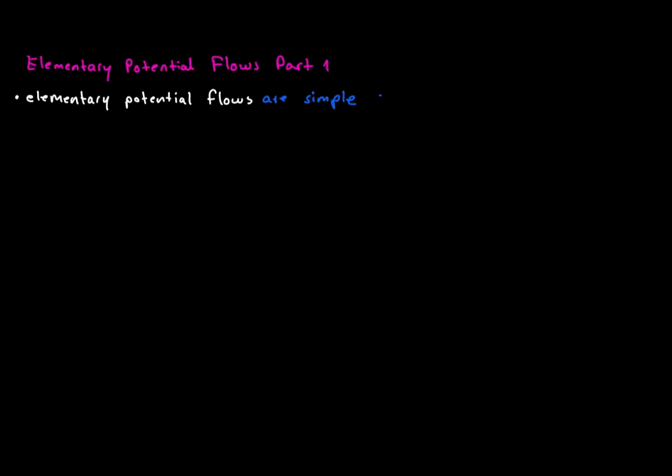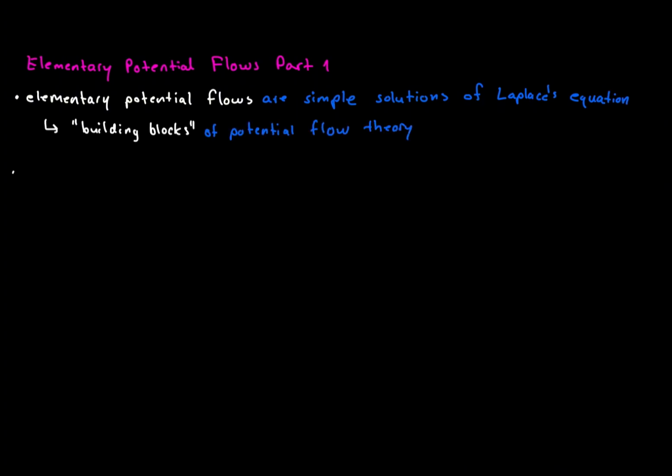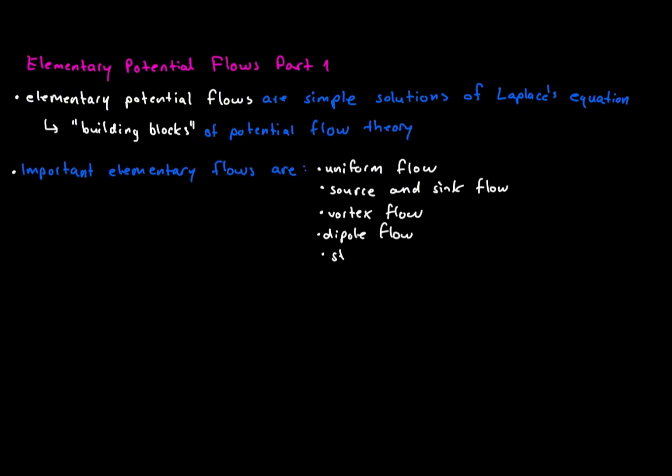We saw that if a flow is incompressible and irrotational, the velocity can be written as the gradient of a potential function, and that this potential satisfies Laplace's equation. In this video, we now introduce the elementary potential flows. Think of these as the building blocks. Later, we will combine them to create much more interesting flow fields.